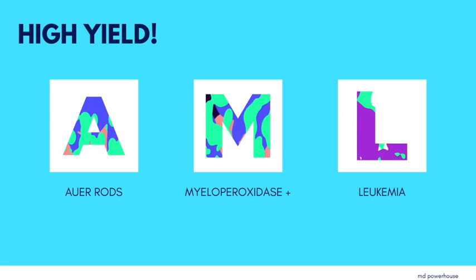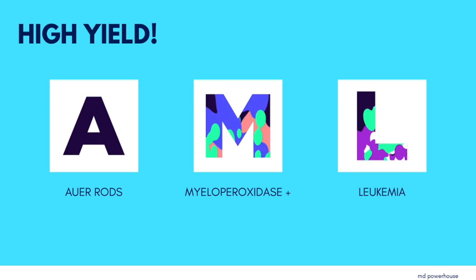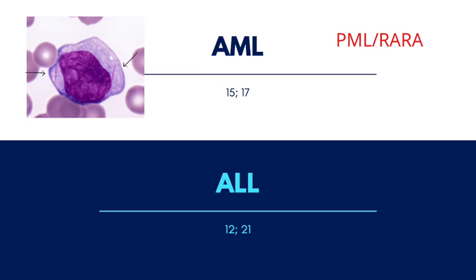So I just mentioned the Auer rods. So I have to highlight this image, and you can see the little black arrows there pointing to those rods that are associated with AML. And just remember, A for Auer rods, M for myeloperoxidase positive, and L for leukemia. The 15-17 translocation in AML leads to the production of this, which is PML and RARA. Okay, so those are the extremely high yield translocations for leukemias and lymphomas.